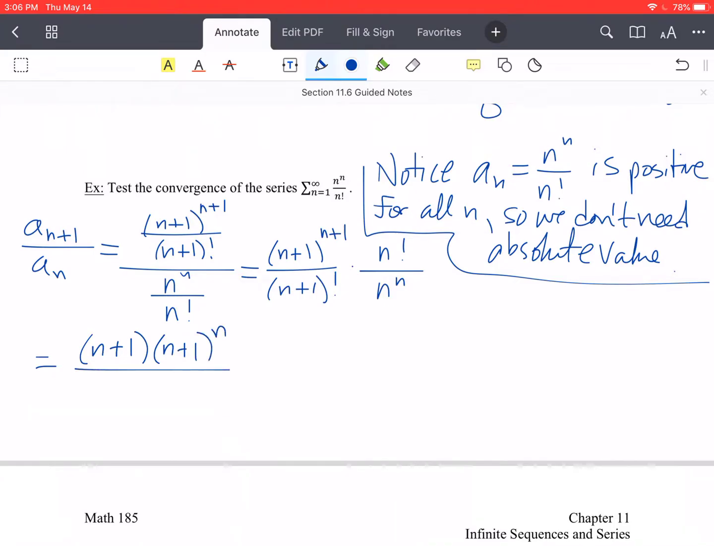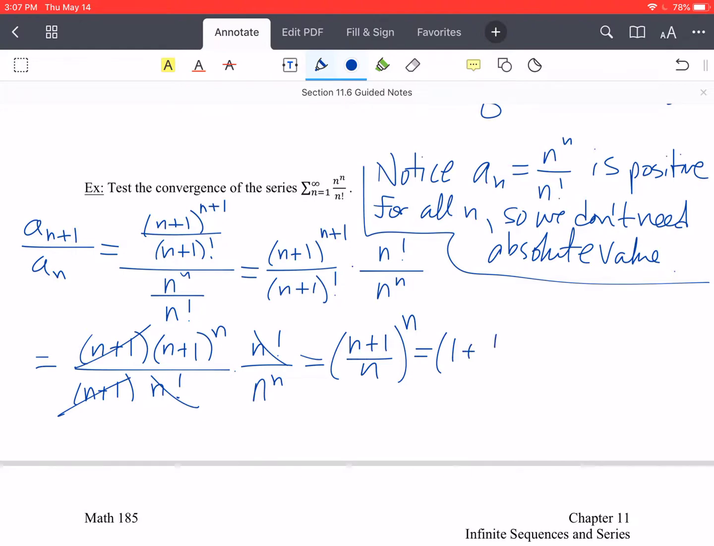Right, I basically just took out one of those factors of n plus 1, and down here we have n plus 1 times n factorial, and that's times n factorial over n to the n. So now we can do some cancellation. That cancels with that, cancels with that. These two have the same power on them, so we can combine them into one term. So that's going to be n plus 1 over n to the n, which is 1 plus 1 over n to the n.